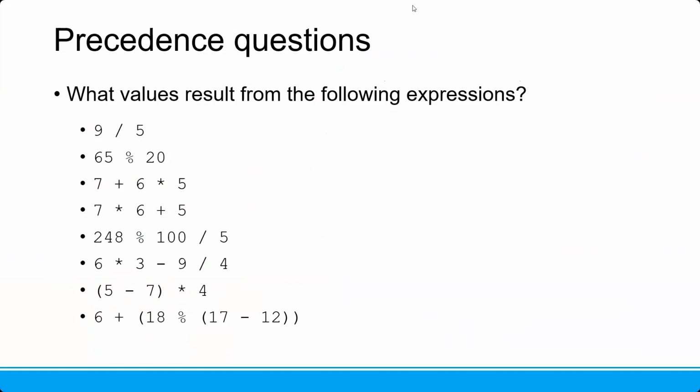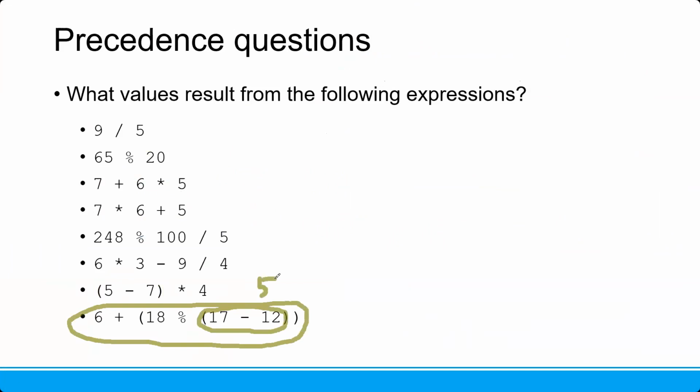Last one. What is the result? We will do the parentheses first. 17 minus 12 means 5. And then after that, we do the rest. 18 remainder 5 means 3. So we will get 6 plus 3 equals 9.